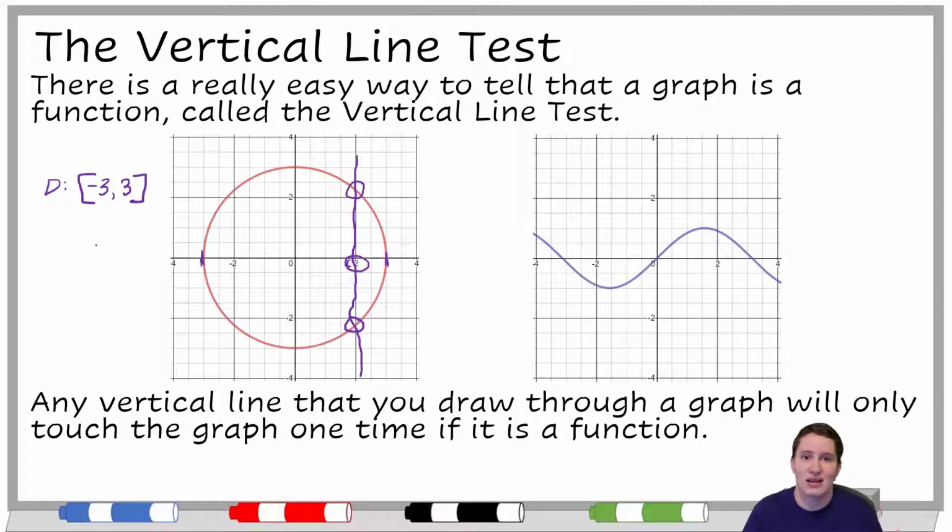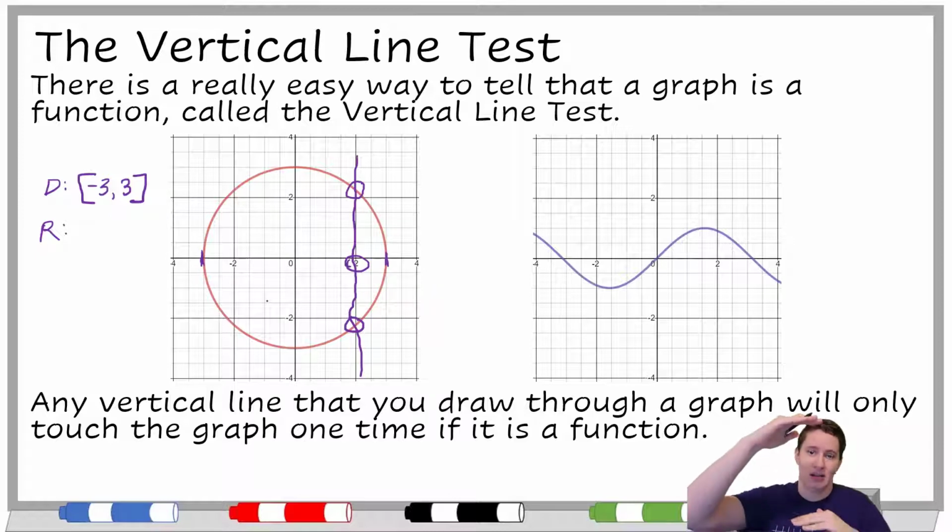So this is saying that the domain for this is between -3 and 3, and it actually touches -3 and 3. The range for this: if I'm looking at my y values, I'm looking up and down. I'm saying, okay, what y values can exist for this circle? It actually has the same range.